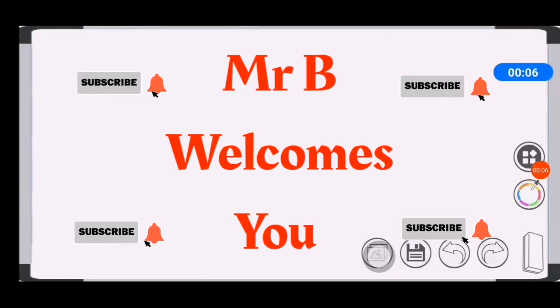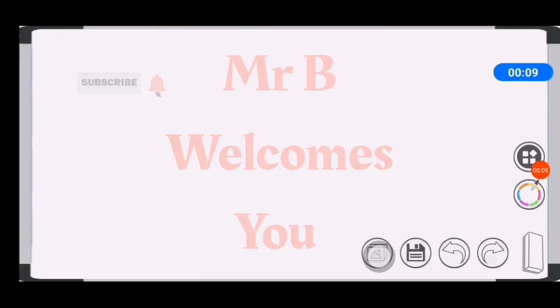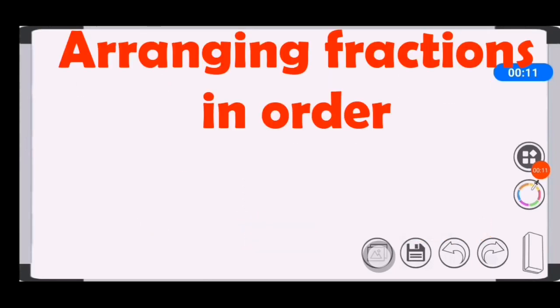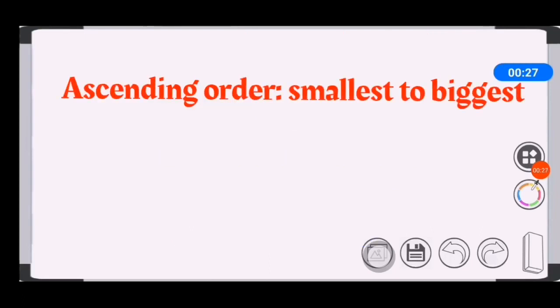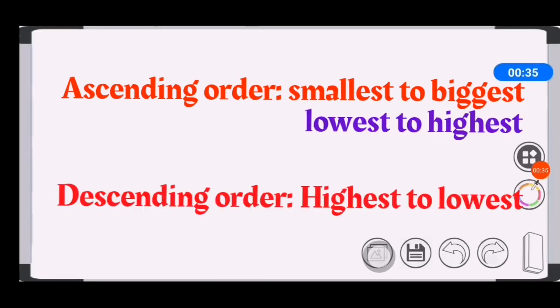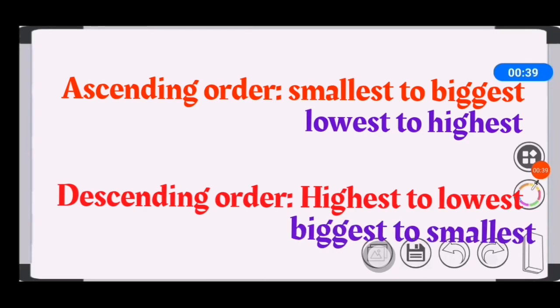In today's video, we are going to look at how to arrange common fractions in order. So we will be looking at how to arrange common fractions in ascending and descending order. Let's recall what we have already learned. Ascending order means arranging from the smallest to the biggest, or from the lowest to the highest. Descending order means highest to lowest, or biggest to the smallest. So keep that in mind. You can write the notes down somewhere because we're going to need it now.